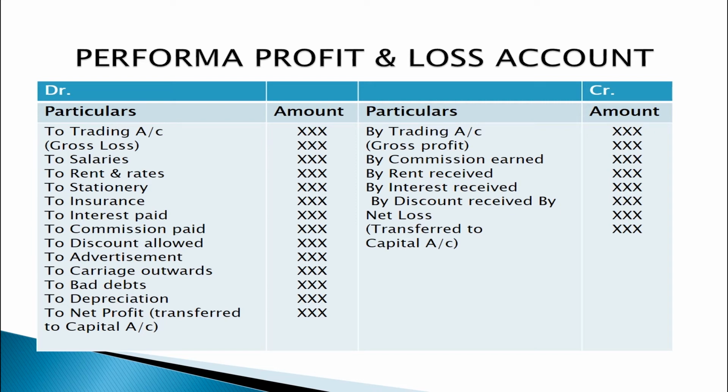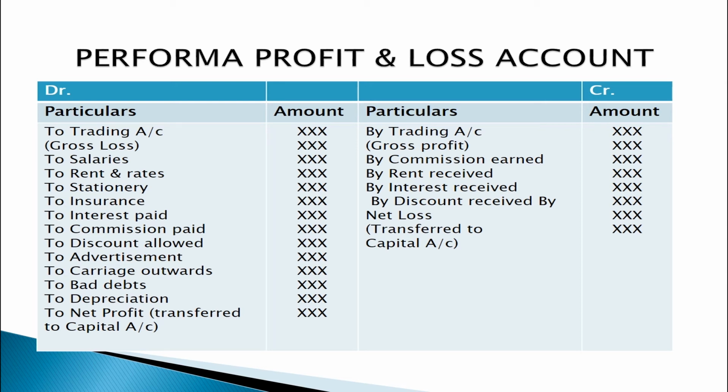And moving on to the other side of P&L account, that is credit side, we will write 'By trading account' if in case there is gross profit in trading account. Other entries to be posted on credit side are commission earned, rent received, interest received, discount received, etc. And at the end, if in case it is a net profit, we will write it on debit side, and in case it is a net loss, we will write it on credit side.